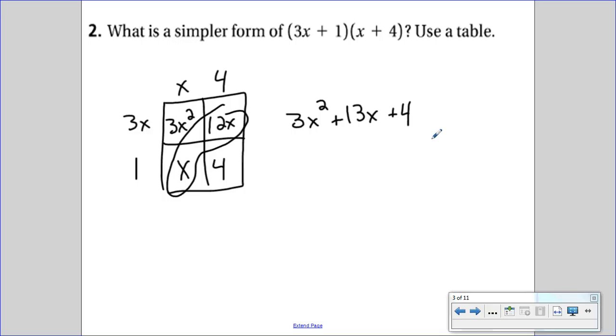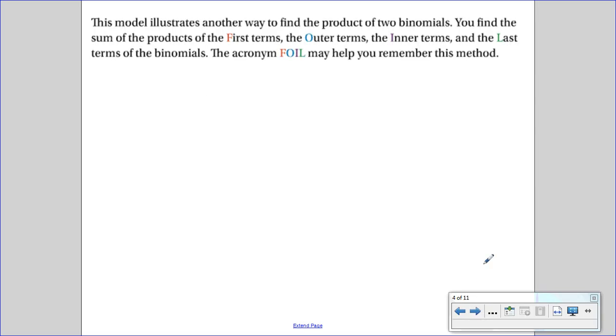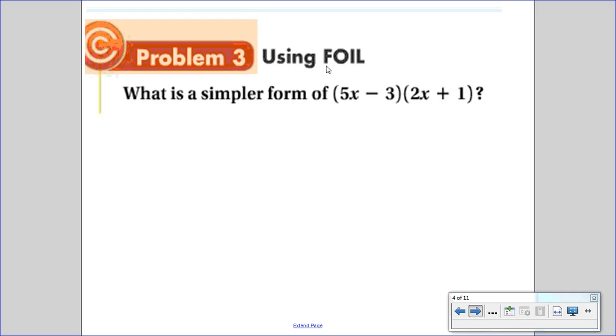In the assignment, it is going to require you to use one method over the other at some point. If it doesn't specifically state which method you have to use, you pick which one you're most comfortable with. The next one is FOIL. Okay, so the acronym FOIL stands for, F stands for the first, O stands for the outer, I stands for the inner, and L stands for the last. Okay?